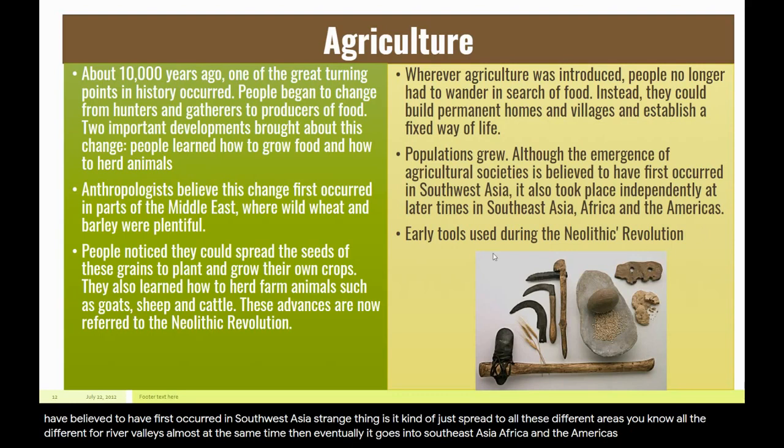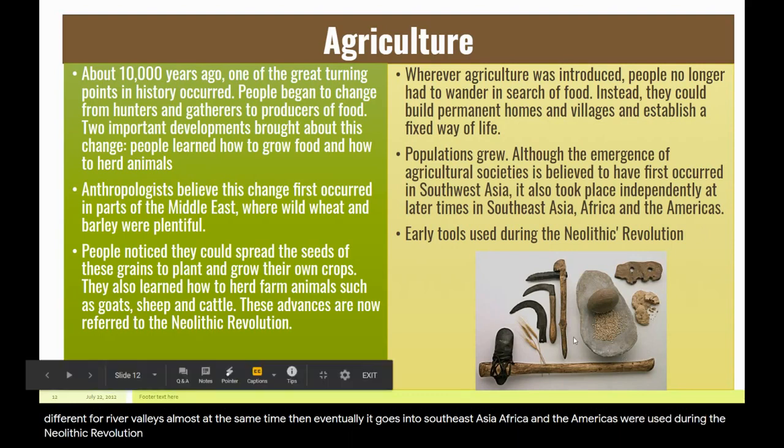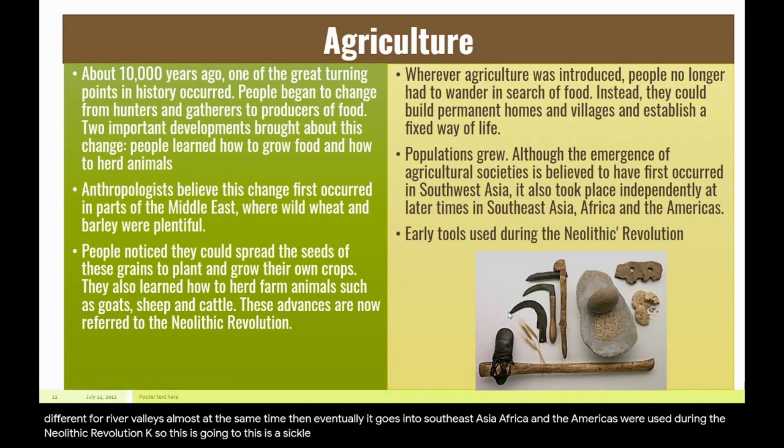So, early tools that were used during the Neolithic Revolution. This is a sickle or scythe, and it's going to cut the wheat. And here's a tool to grind the millet or whatever different types of grains that you have, to turn it into bread.